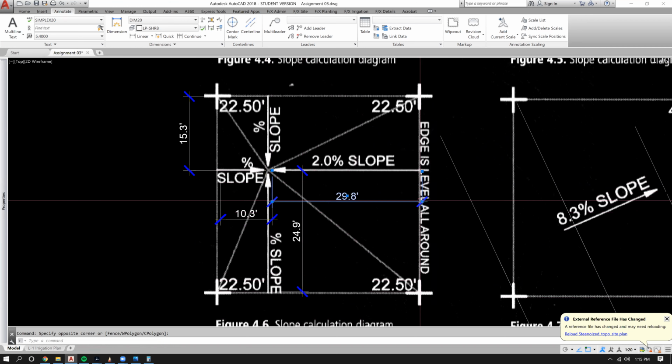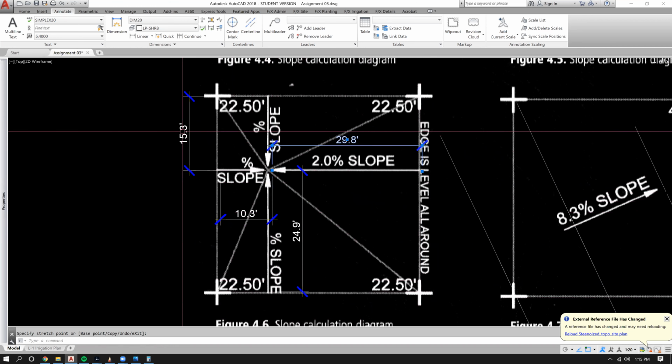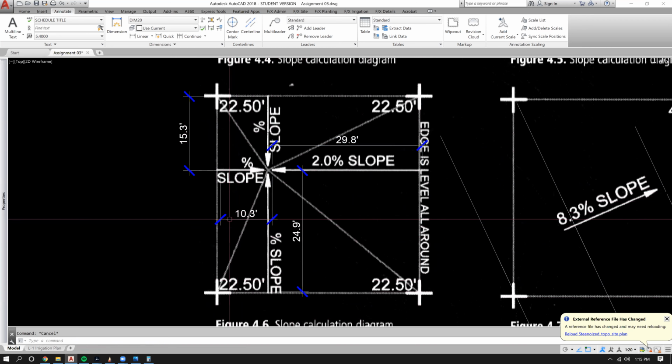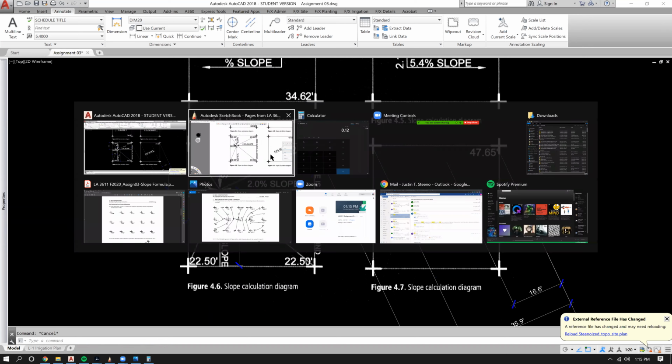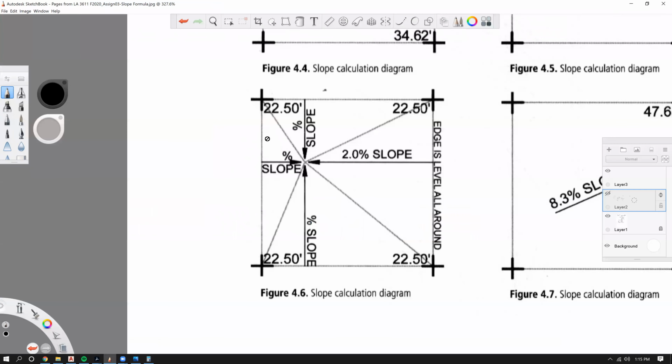Okay, let me move these around a little bit. Okay, so the first one's 30 feet. We're going to go back over here so I can draw. What's going on here? Why can't I draw? Come on, program. Sorry.